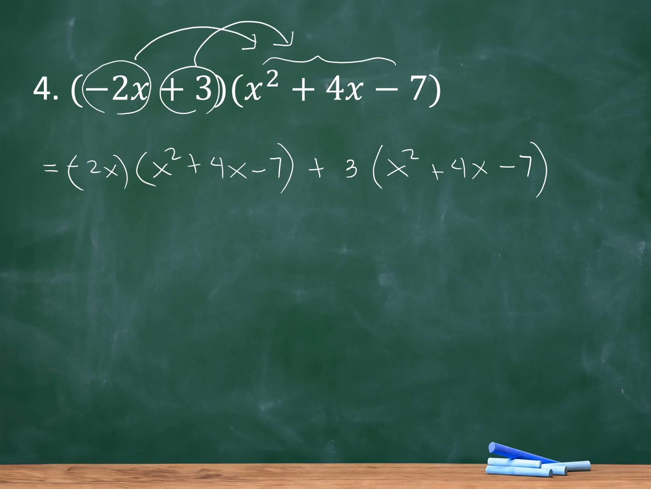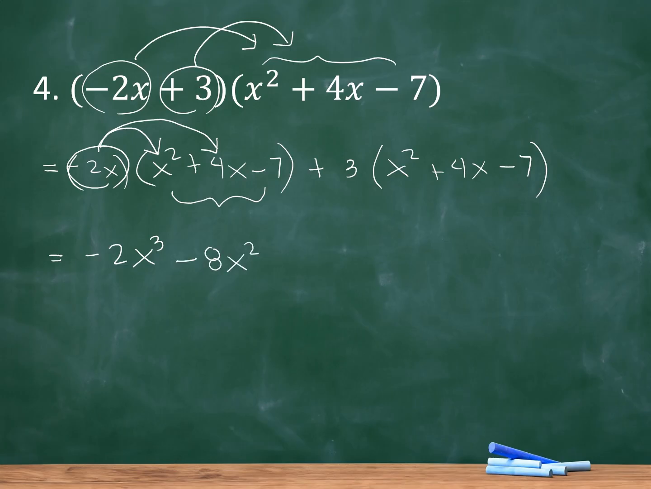So now applying the distributive property, we will distribute negative 2x to each of the terms inside this parenthesis. So negative 2x times x squared is negative 2x cubed. Negative 2x times 4x is negative 8x squared. And then negative 2x times negative 7, that's positive 14x.